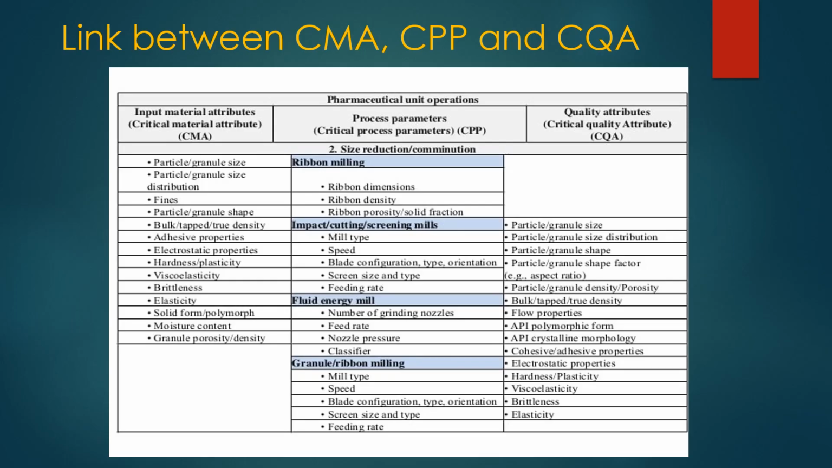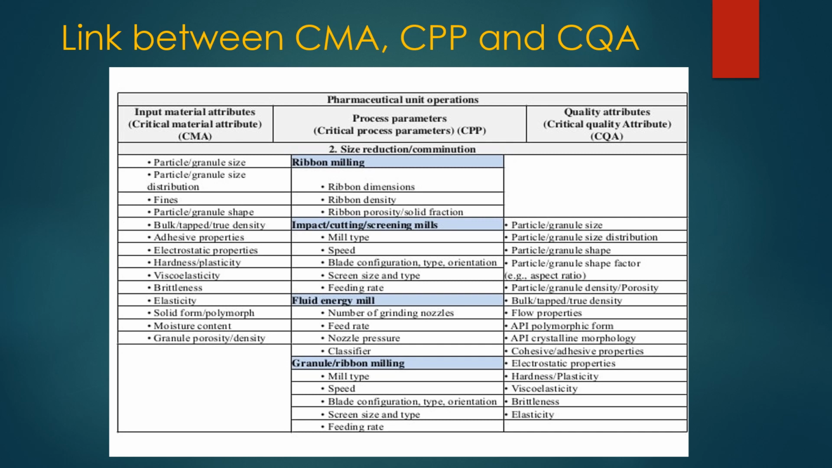These are the common CMAs, CPPs, and CQAs of each size reduction step of pharmaceutical unit operation. Each input material carries its own physicochemical characteristics. Each input material has different particle size and shape, moisture content, flow property, adhesive or binding property, and so on. To achieve the CQAs such as uniform particle size, moisture content, and bulk or tap density, these input materials require further processing. The selection of processing operation is based on the input material attributes.